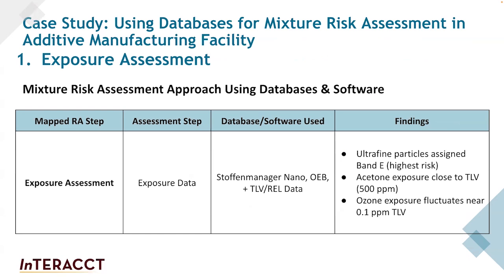For this case, exposure data were evaluated using tools such as Stoffen Manager Nano, the occupational exposure banding process, and TLV and REL data. The findings show that ultrafine polymer particles were assigned to band E, indicating the highest risk category. Acetone exposure levels were measured close to its TLV of 500 parts per million. Meanwhile, ozone exposure was found to fluctuate near its TLV of 0.1 parts per million.